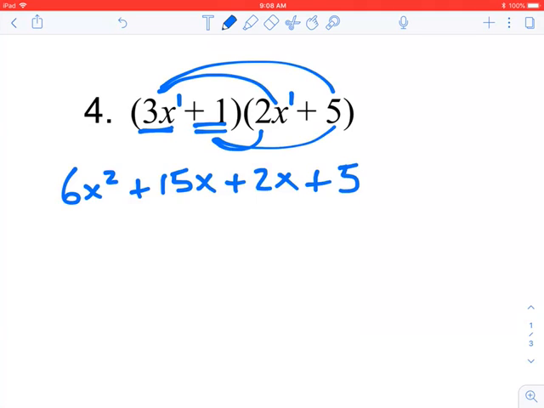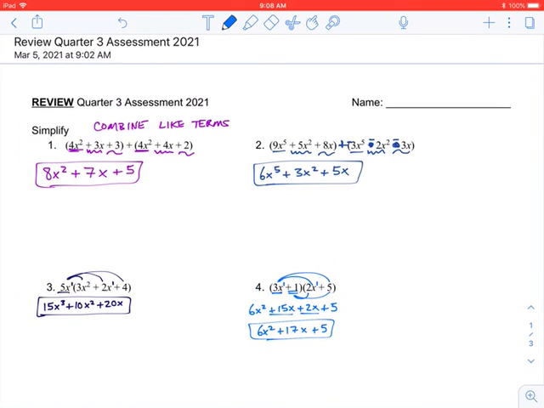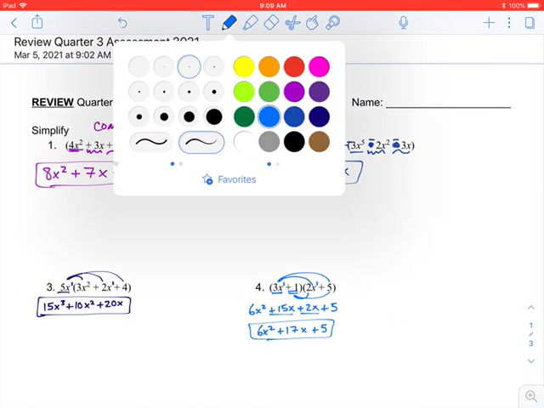And so once we end up multiplying both things, you get your 4 terms. Look for like terms. Well, the only like terms we have are in the middle. So 6x squared, 15 plus 2 is 17x, and then plus 5. And there we go. So that's 1 through 4.